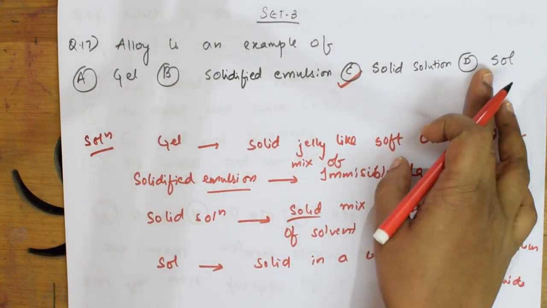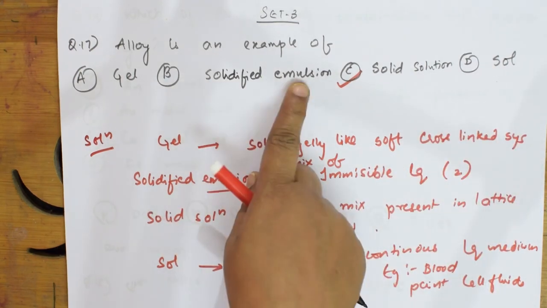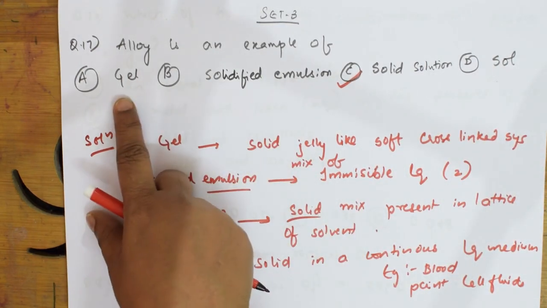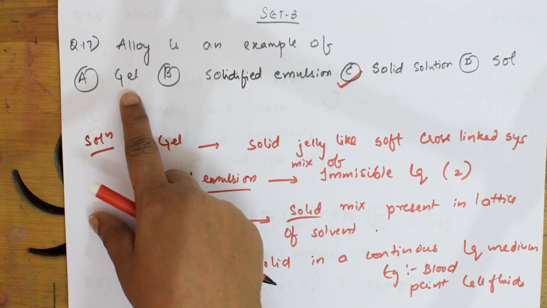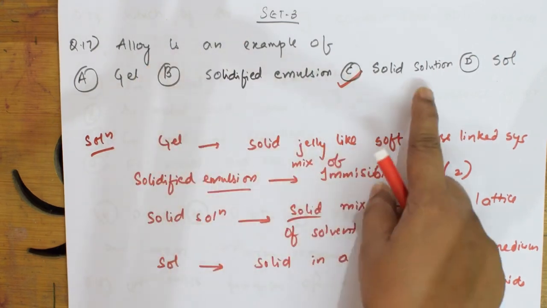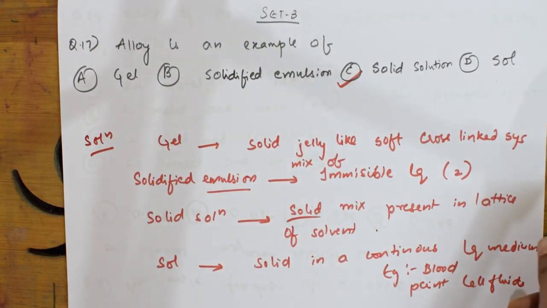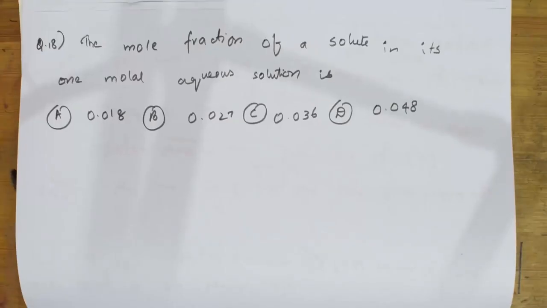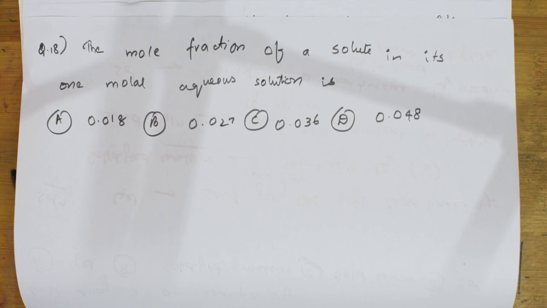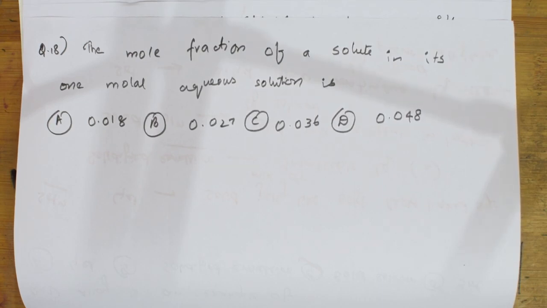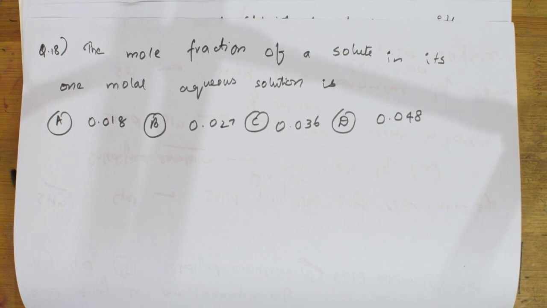Right? Sol I should not give because this is solid in liquid. Emulsion is again liquid in liquid. Gel again is a jelly-like thing. So alloy is a solid solution with a mixture of two or more metals. After a surface chemistry question where we have spoken about gel, solidified emulsions, solid solution and sol, let us come back and do the next question.